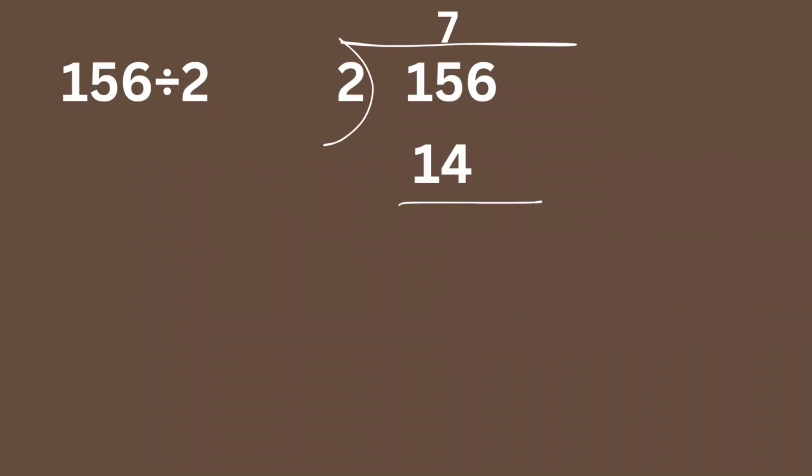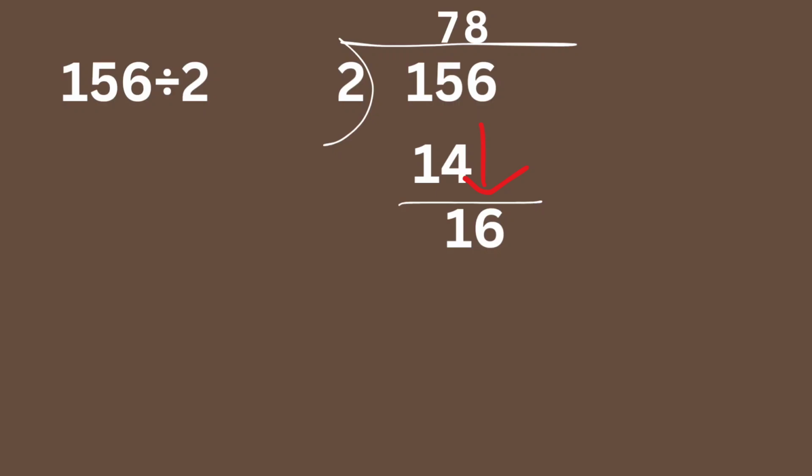3. Subtract. Subtract 14 from 15 to get 1. 4. Bring down. Bring down the next digit, which is 6, making it 16. 5. Repeat. Divide 16 by 2. We know 2 times 8 equals 16. Write 8 above the line next to 7.